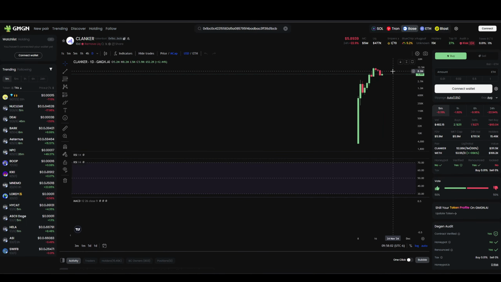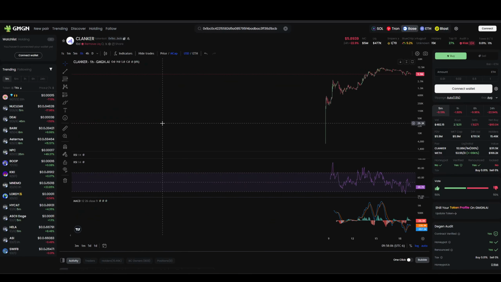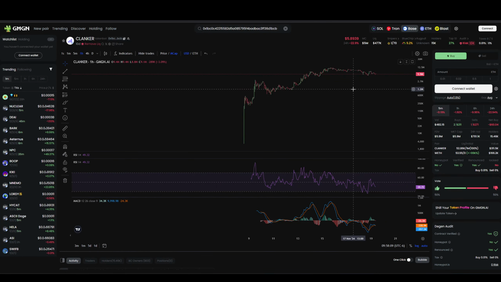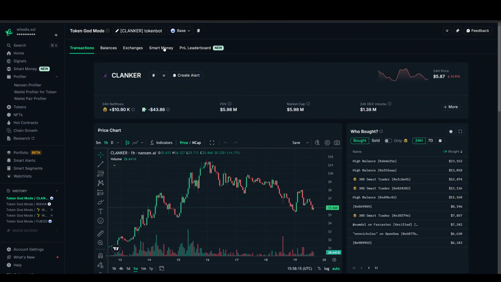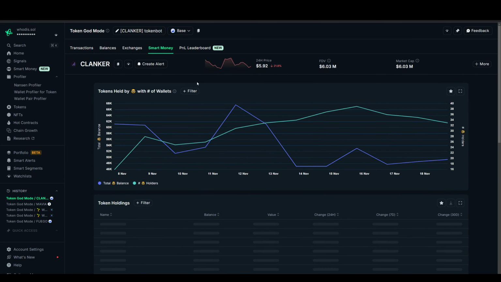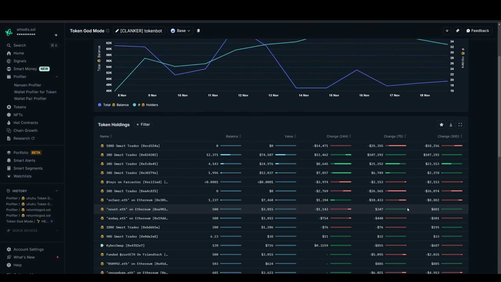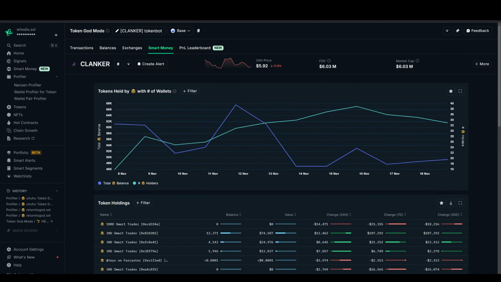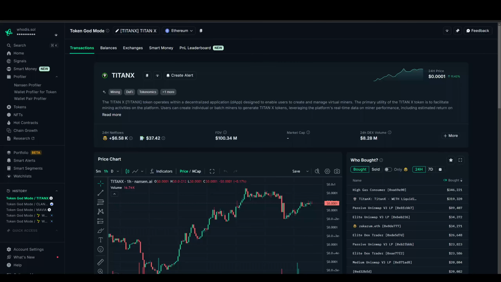Yeah, that one actually ran quite a bit, didn't it? Consolidation at the top of a range. Sometimes that's distribution and it could roll over. What you want to look at here is your smart money. It's pretty flat, a lot of profit taking. That's what the red is. I would likely stay out of this one. Seems like a lot of people are taking profits.